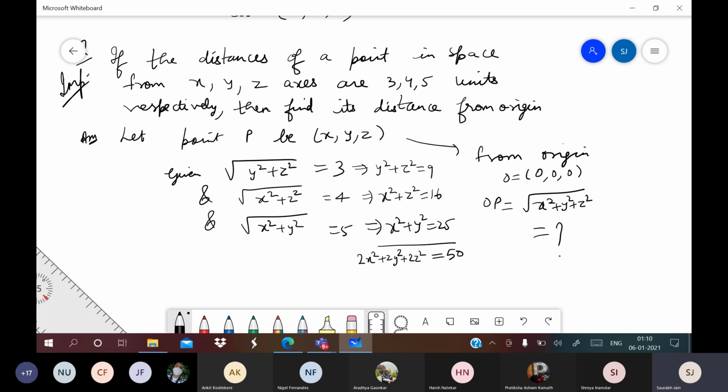So it will not be root 50, actually it will be 5. You divide both sides by 2 also. You will get this value as 25. When you put this value here, what will be the answer? Root 25. That will be 5. So 5 units is the answer. You forgot to divide it by 2.